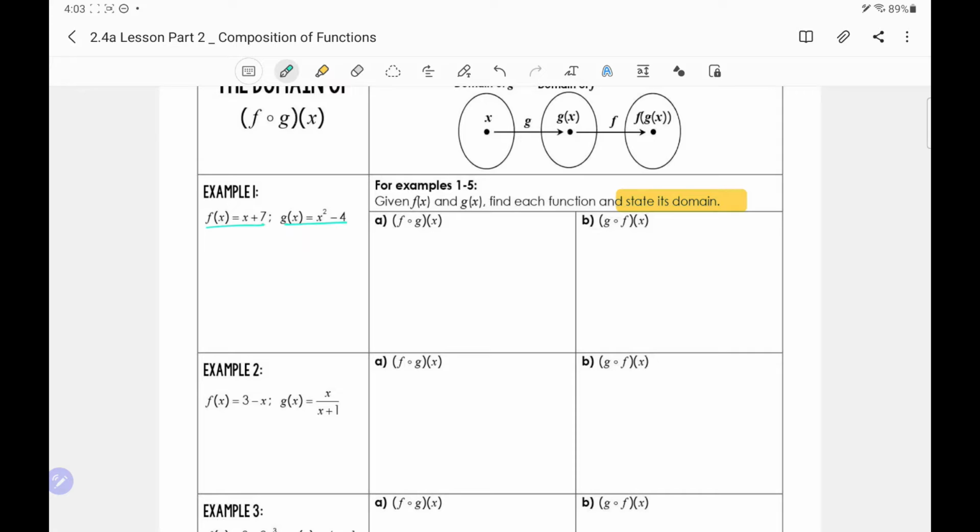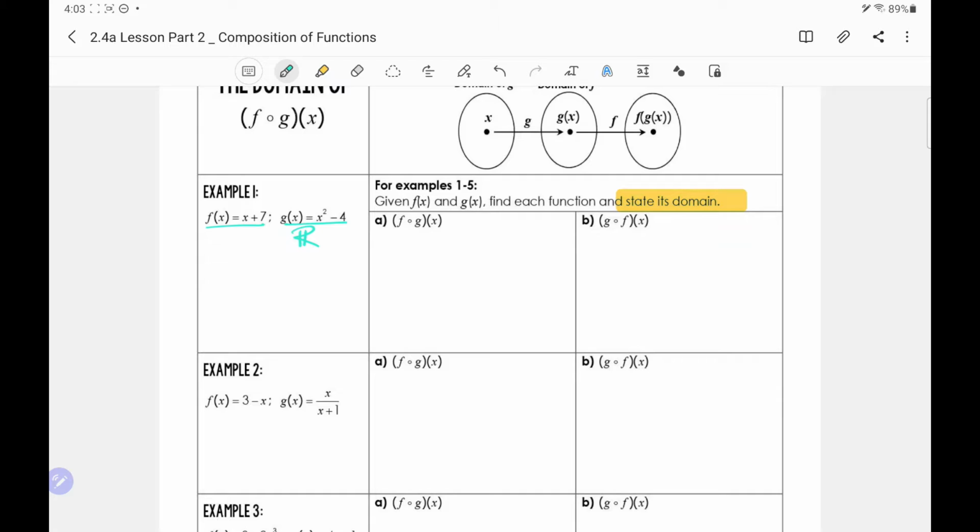Let's pay close attention to the order of the functions. We have f of g of x. That means I'm doing g of x first. What is the domain of x squared minus 4? Is there any limit on what value we can have for x? No, the domain of g of x is all real numbers.